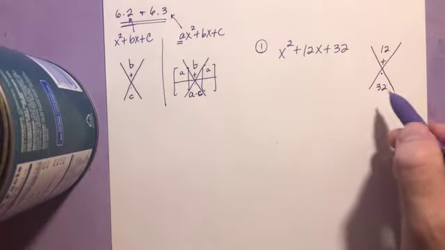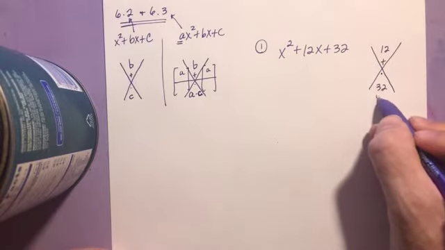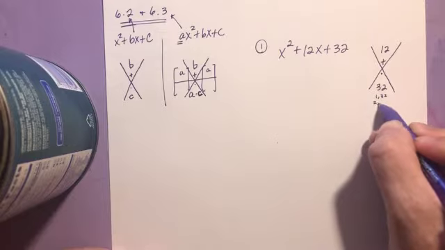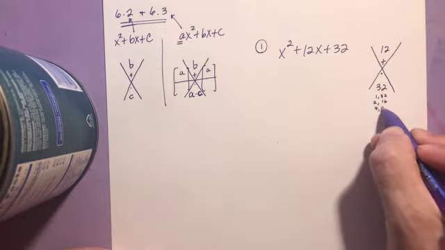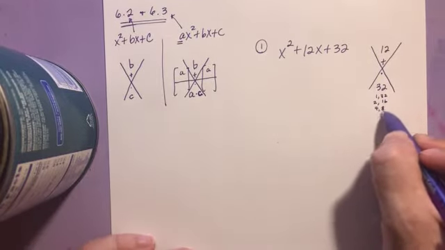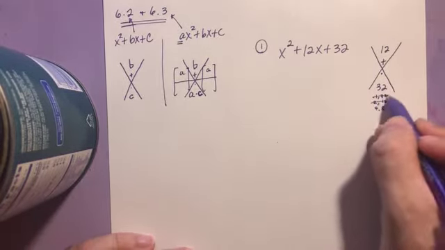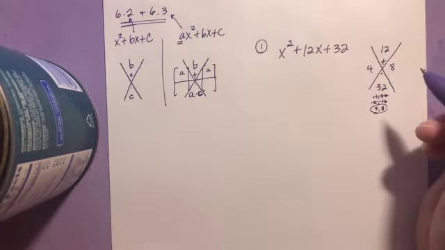Now, I have to think of two numbers that multiply to give me 32. That means I could have 1 and 32. I could have 2 and 16. I could have 4 and 8. And then as soon as I see the pair of numbers that add up to give me 12, like that didn't work, but this one does, those are the numbers.